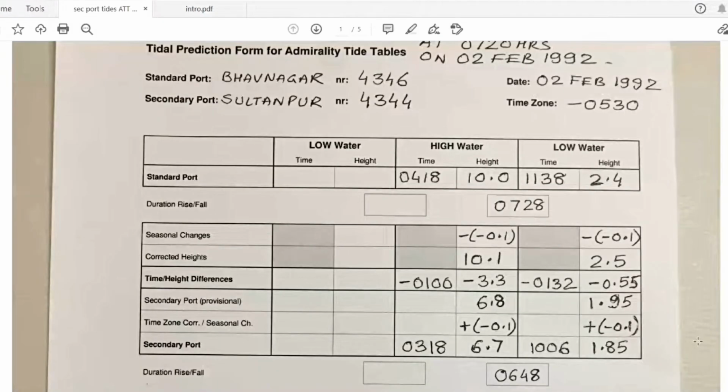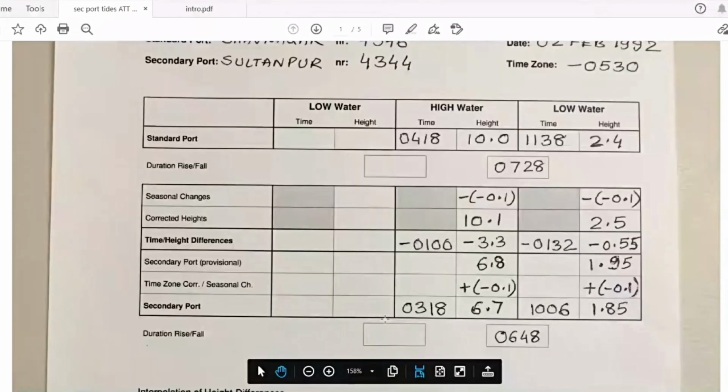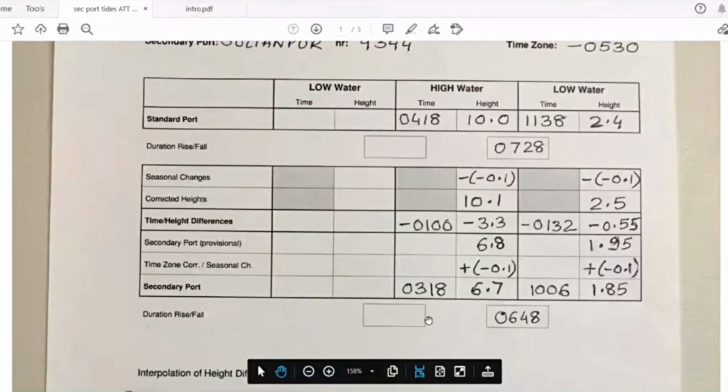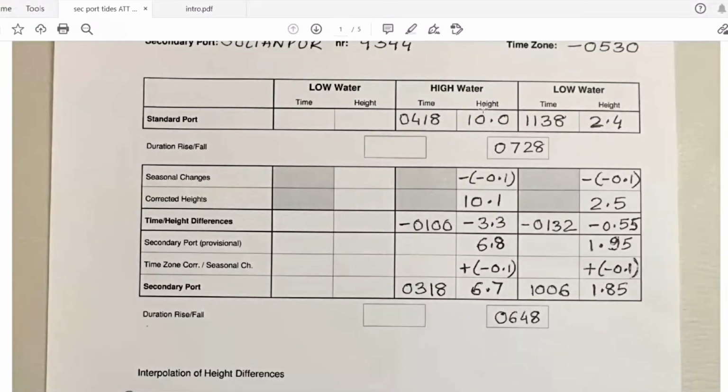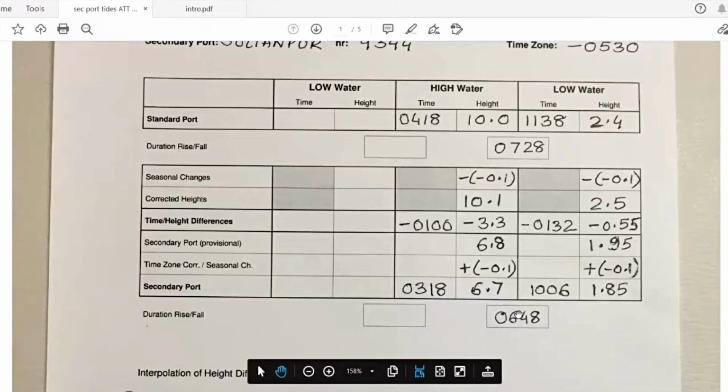So which value will we write in the duration rise/fall? Between low water and high water you write here, and between high water and low water you write here. Because we are starting with 418 high water, then 1138 is low water, so you write in this box on the right side.